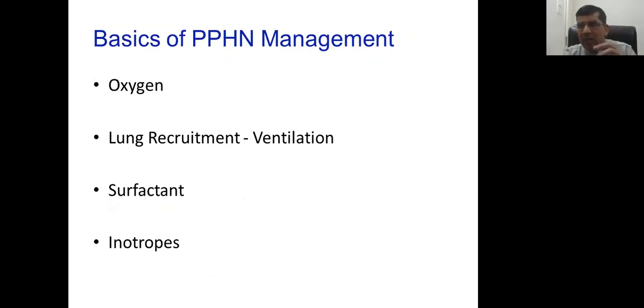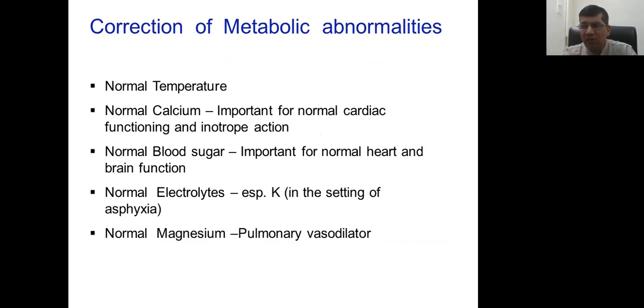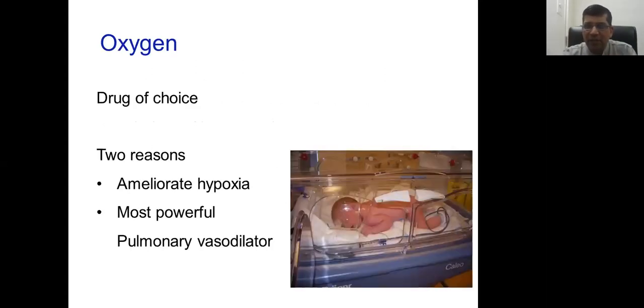So the basic management comes as oxygen therapy, recruitment of the lung with ventilation, with opening of the lungs by the surfactant therapy, and side by side vasopressor therapy to improve the blood pressure. Just now I mentioned, the most important thing is please maintain the normal. What is normal? That means temperature, calcium, magnesium, sugar, electrolytes, all those things, please keep in the normal range. Everyone has a role, and that role you have to maintain in cases of pulmonary hypertension.